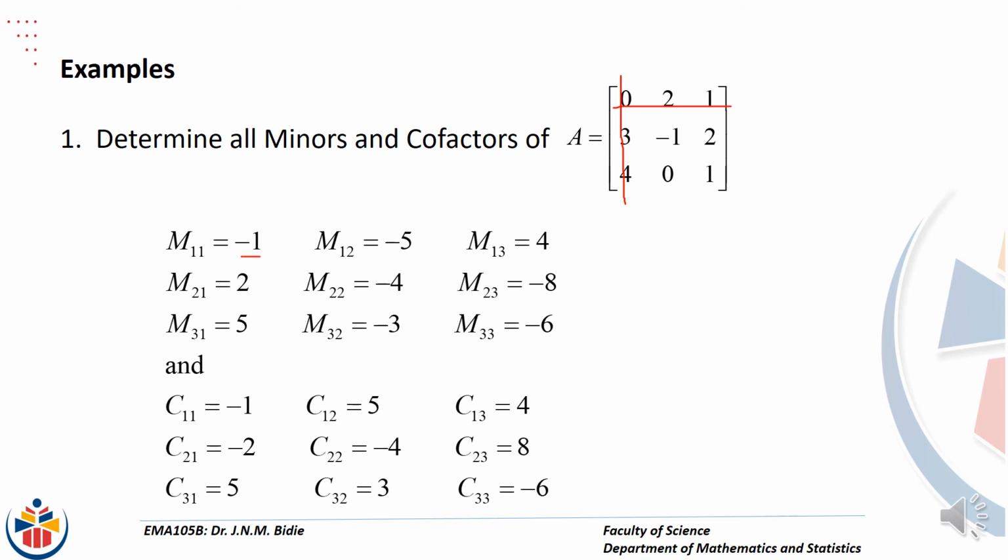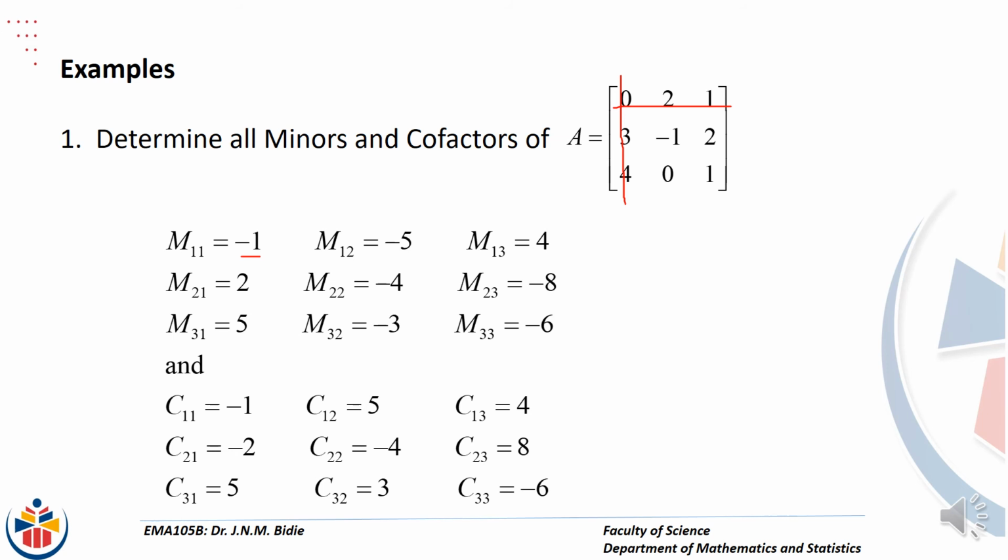and we know the answer should give us that negative 1. So if we are looking for M22, that means we delete the second row and the second column. We'll be left with 0, 4, 1, and 1. So it will be 0 times 1 minus 4 times 1, and the answer would be negative 4. Please check this and see if you're going to get the same answers.